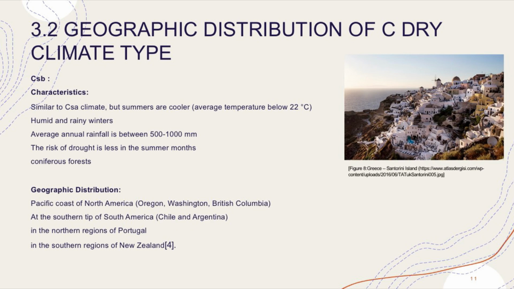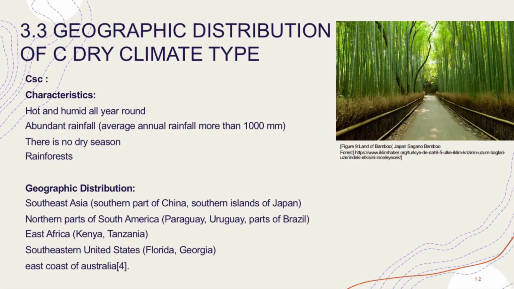CSB characteristics: similar to CSA climate, but summers are cooler. Average temperature below 22 degrees centigrade. CSC characteristics: hot and humid all year round, abundant rainfall, and there is no dry season.